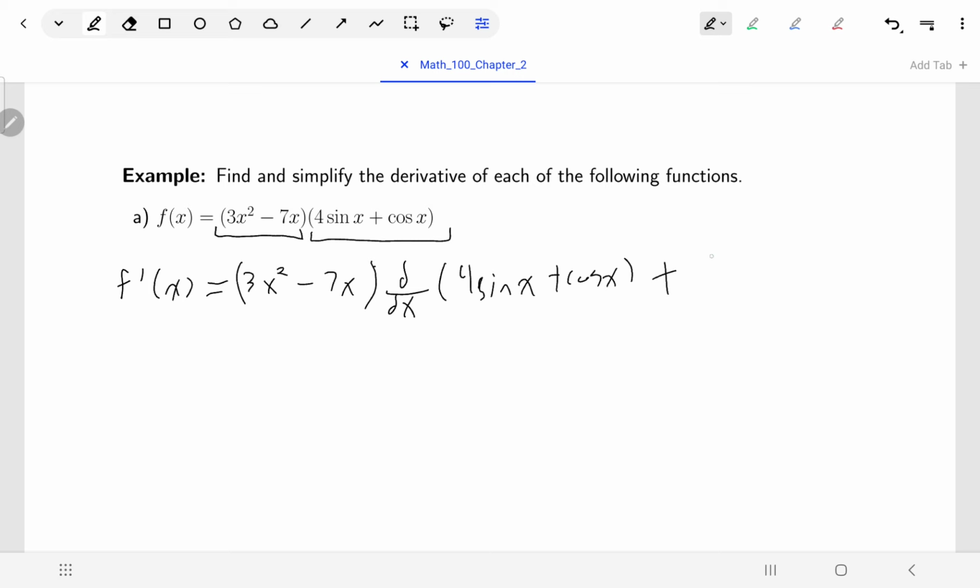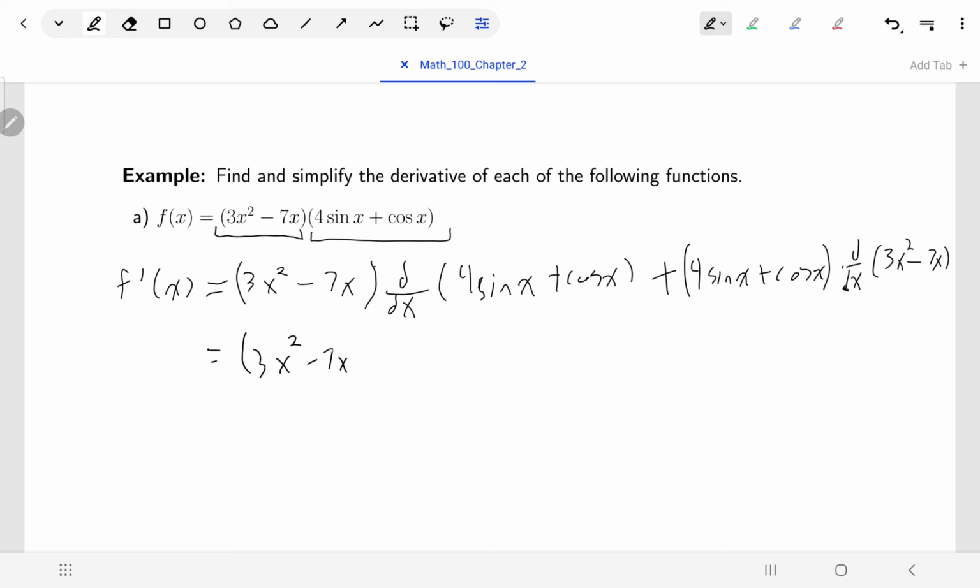Okay, plus that second factor as it is, 4 sine x plus cos x times the derivative of that first factor, the derivative of 3x squared minus 7x. Okay, now I've set it up using my product rule that said we were going to, for f and for g, that the derivative would be f times g prime plus g times f prime. So I've got things set up, and now let's actually do the derivatives.